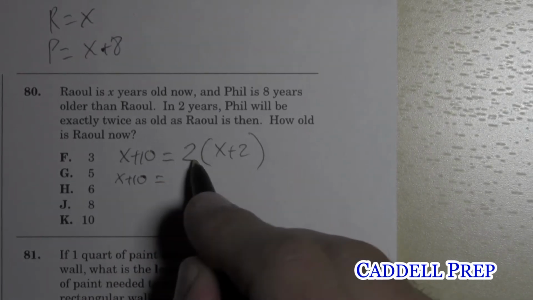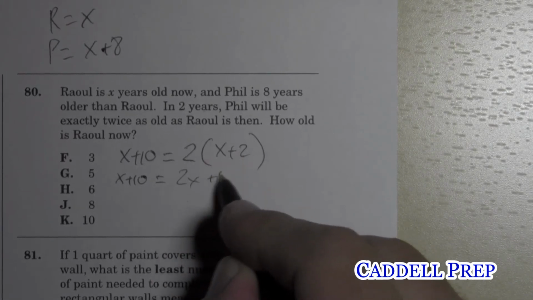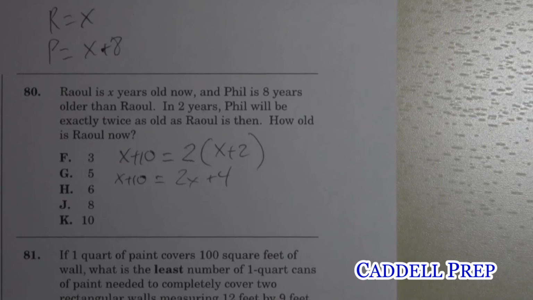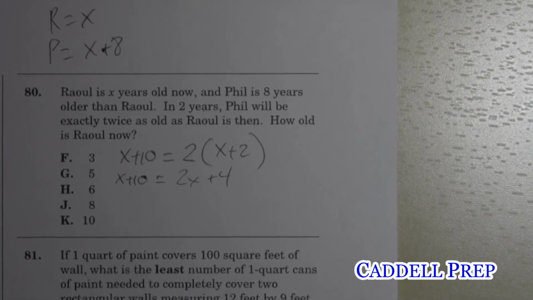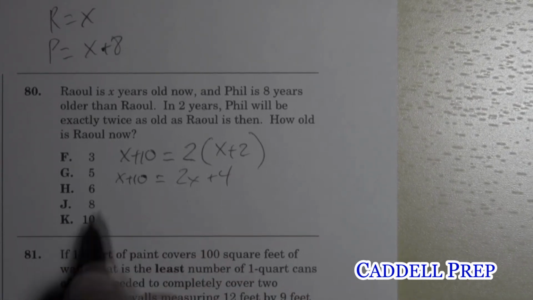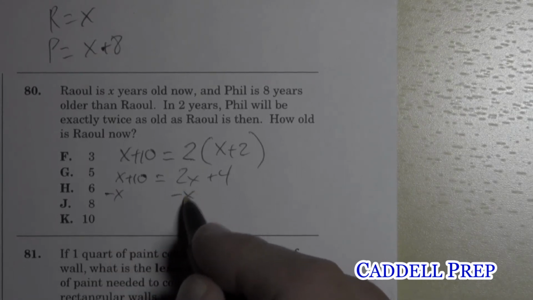I'm going to distribute the 2 here, so 2 times X is 2X. 2 times 2 is 4. At this point we have X on both sides, so let's bring all X's to one side. Okay, I'm going to bring all X's to here, so I'll subtract X from this side. Minus X, minus X.